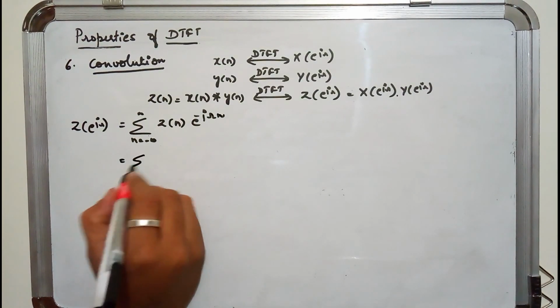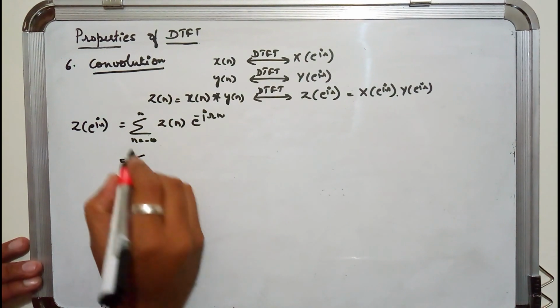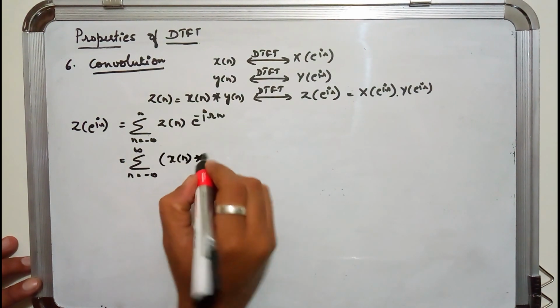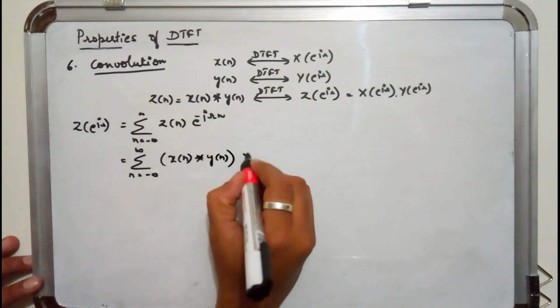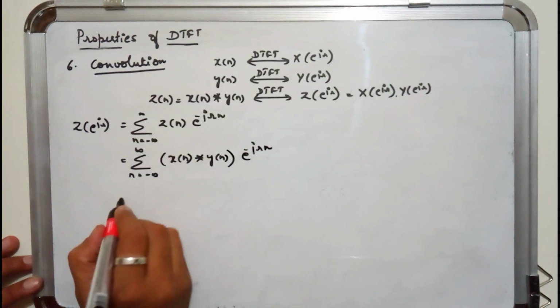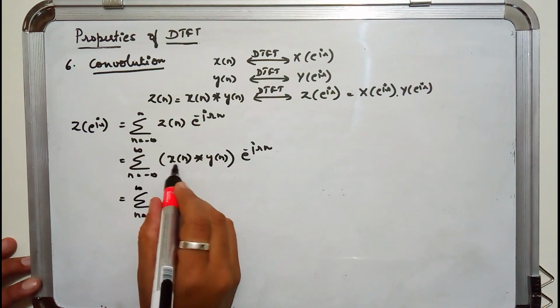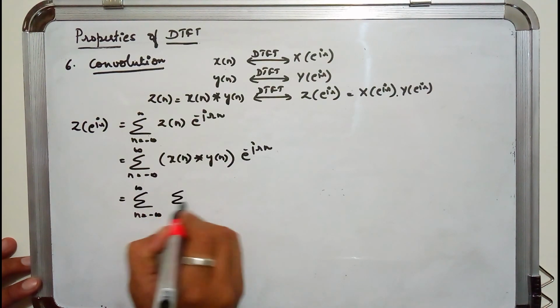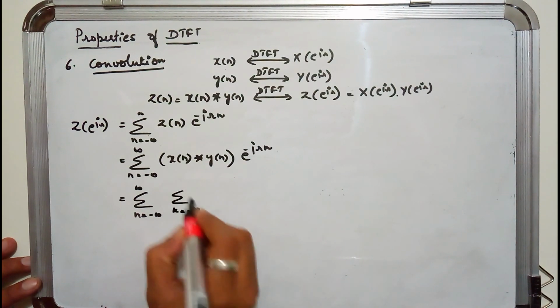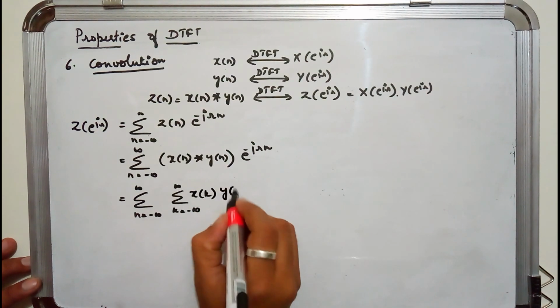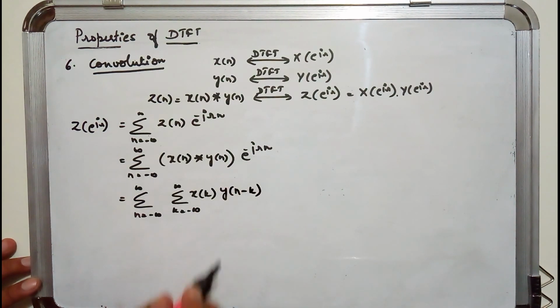Now what is z of n? Summation n is equal to minus infinity to infinity. z of n is x of n convolution y of n, e power minus j omega n. Now from the basics of convolution, x of n convolution y of n is summation k is equal to minus infinity to infinity x of k into y of n minus k.